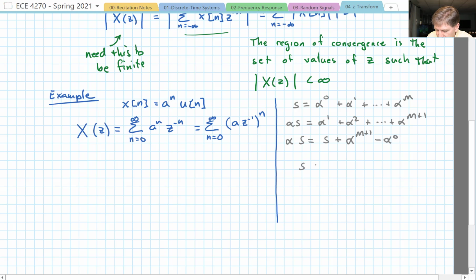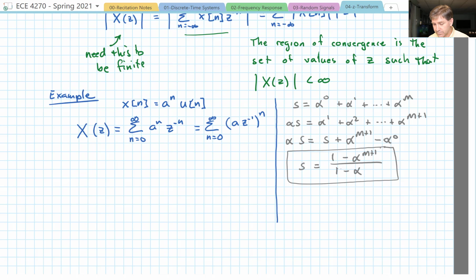S is equal to alpha to the 0, which is just 1. So let's put that, minus alpha m plus 1, all over 1 minus alpha. So we made no assumptions about what alpha was or anything. It just holds in general.